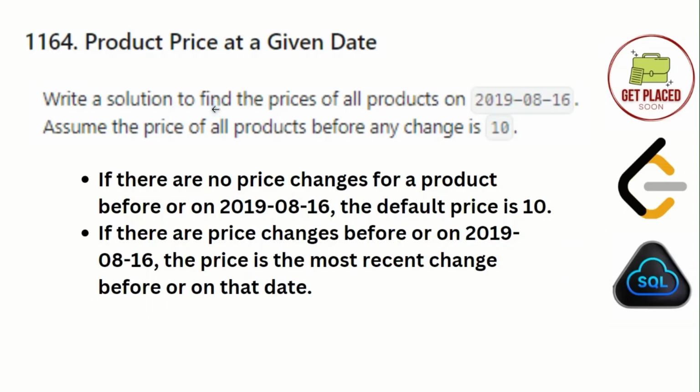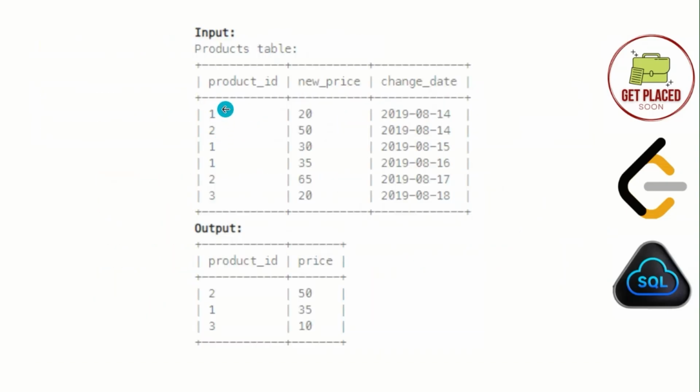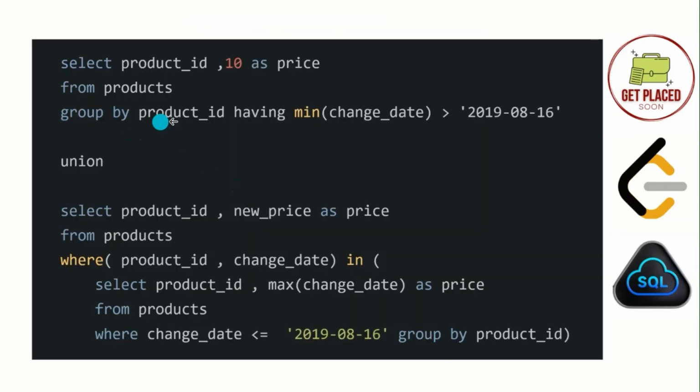Why are we grouping by? You can see multiple rows with the same product ID are present, like 1, 1, 1, 2, 2. That's why we will group by product ID. Now what we will do, having minimum change date greater than 2019-08-16.